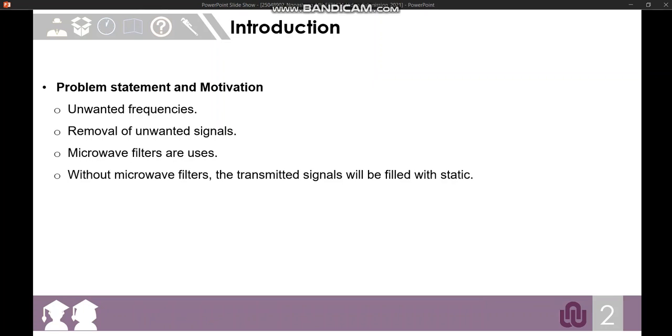Microwave filters are used most commonly in wireless communications, broadcast radio, as well as television. Without microwave filters, transmission signals will be filled with static, therefore making it so that the radio signals come out very distorted and the television signals come through with a lot of static.